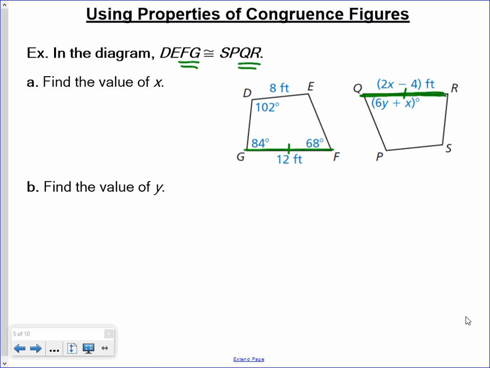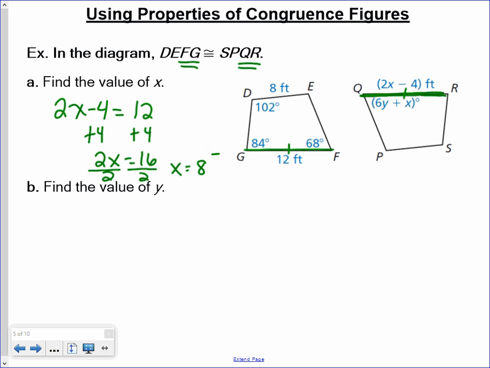Congruent, again, means same size, same, equal, any of the above. So in the past, when things are congruent, we've set the two things equal, like when we dealt with vertical angles or alternate interior angles and said they're congruent, we set those measures equal to each other. So to solve for x here, I take that 2x minus 4 and set it equal to 12. I knew to do that because 2x minus 4 is labeling QR, and QR is congruent to FG. I'm going to add 4 over. I get 2x equals 16, divide by 2, and x equals 8.